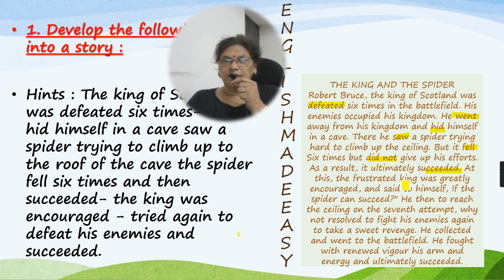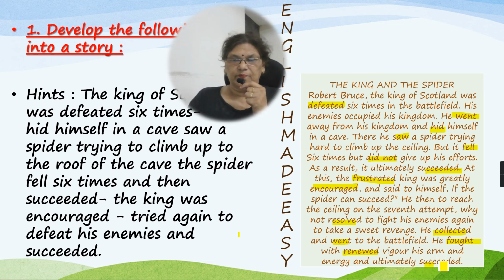Did not give up. Ultimately succeeded. Frustrated king was greatly encouraged. Said to himself, if the spider can succeed, reaching the ceiling on the 7th attempt, why not I? Resolved not to fight his enemies again, to take a sweet revenge. He collected and went to the battlefield. Collected, went. Okay. He fought with renewed vigor, his arm and energy, and ultimately succeeded.